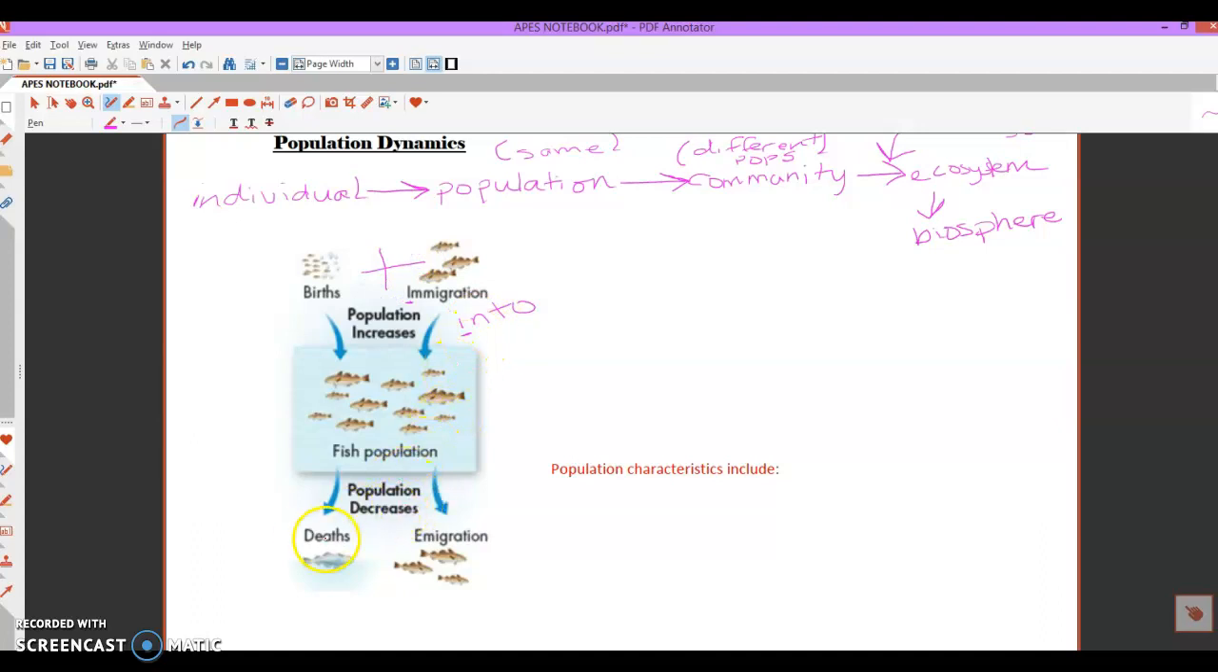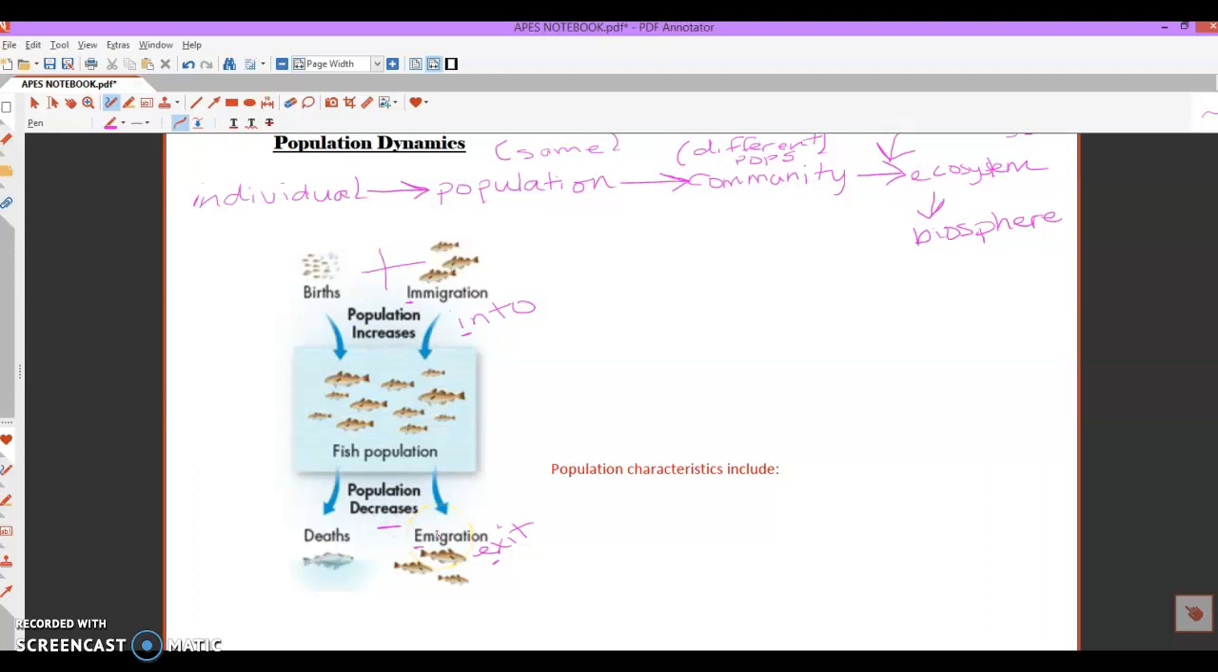Now, what's going to decrease the size of our population? Deaths, obviously, because that person is no longer a part of the population. And then when people leave the country. So emigration with an E means to exit. Okay, see, they both have an E. So both of these are going to take away.